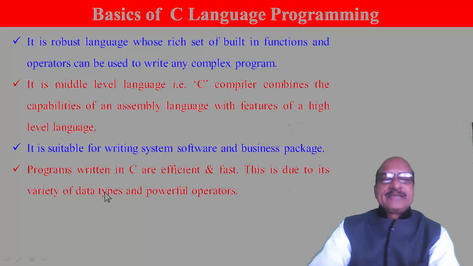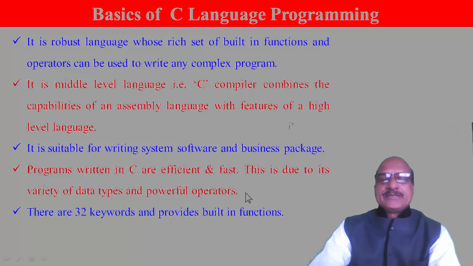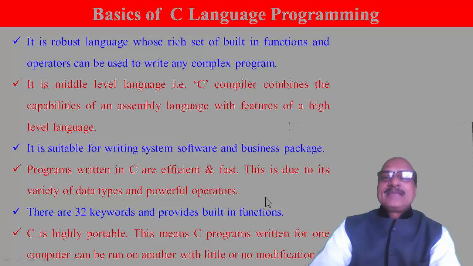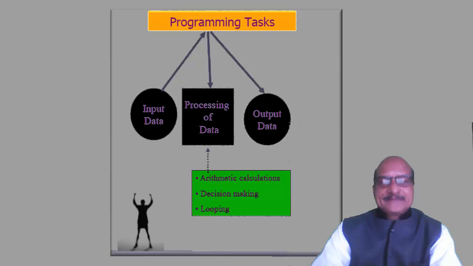This is due to its variety of data types and powerful operators. There are 32 keywords, and it provides built-in functions that make programming simple. C is highly portable, which means C programs written for one computer can be run on another with little or no modifications. So due to these features, most of the time we prefer C language for programming.